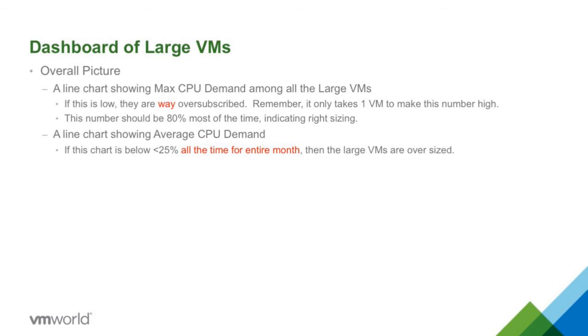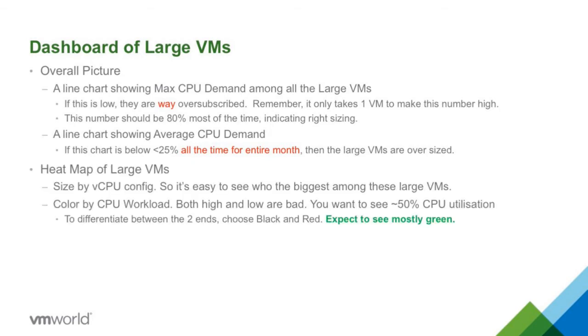I think that number should be around 100% when you plot that. Yeah, so in an environment that is healthy and right-sized, the max CPU utilization among all these large VMs should be high, because it only takes one VM to reach there. And the same thing with the average. It should be somewhere in between, around 50% if they are right-sized. Now the thing about the line chart is it doesn't tell you which VM has which utilization. So we complement that with a heat map. That makes sense. Can you show that to them? Sure, definitely. Let's just do that.